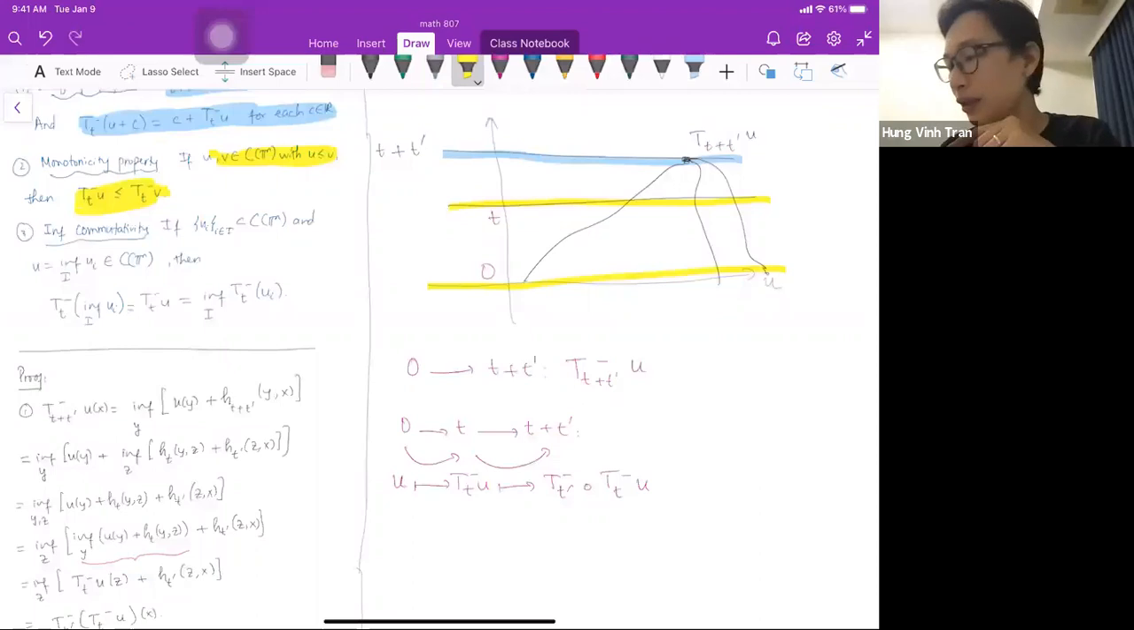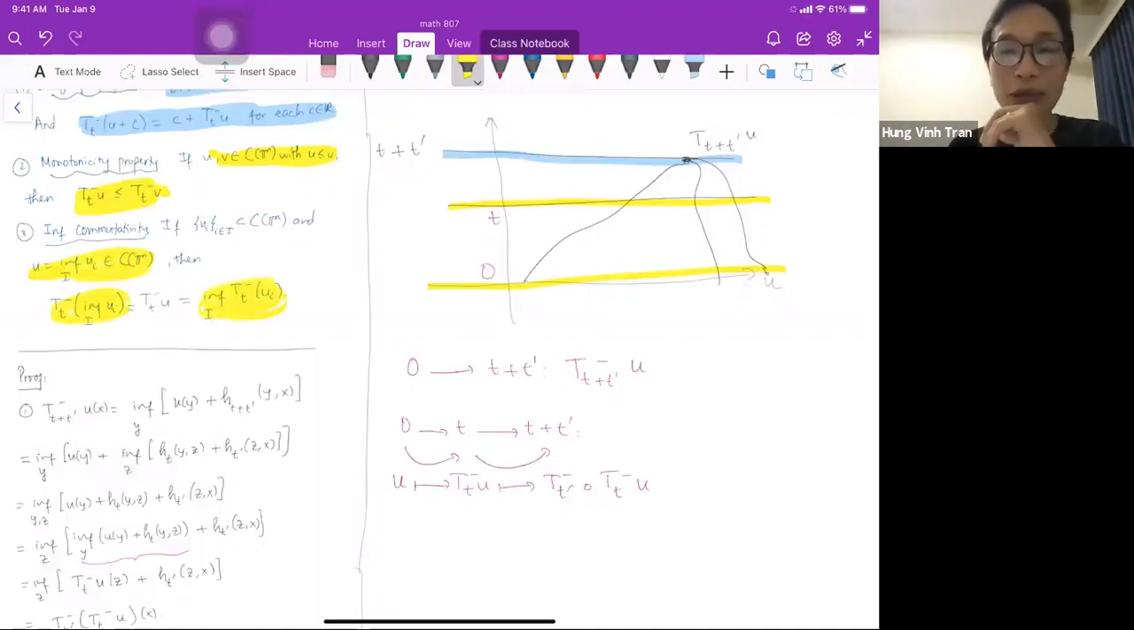This is only correct for the first order equation. For second order equation, it's completely messed up. That is, if U is the infimum of a family of solutions, then the semi-group of an infimum of these solutions is going to be the infimum of the semi-groups. So this is very remarkable because it tells us that the inf operator can be inside or outside.